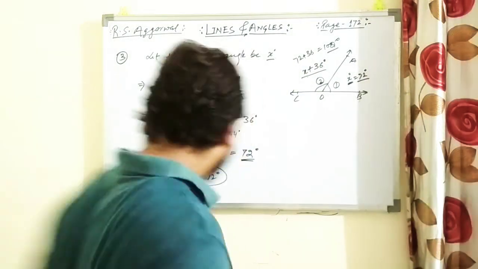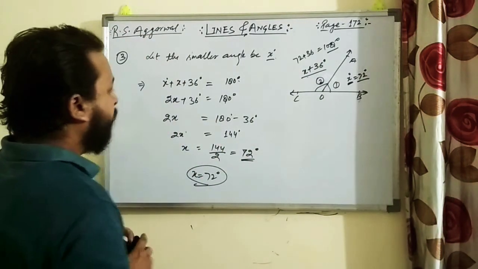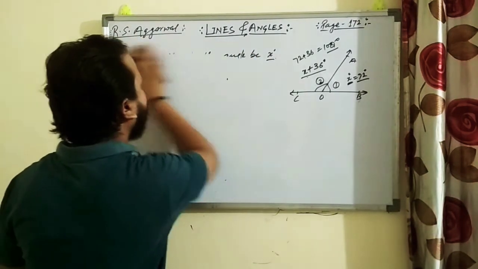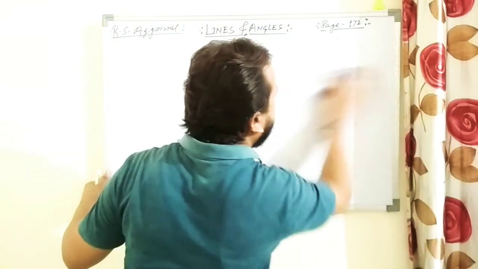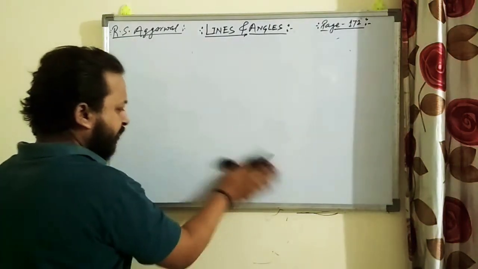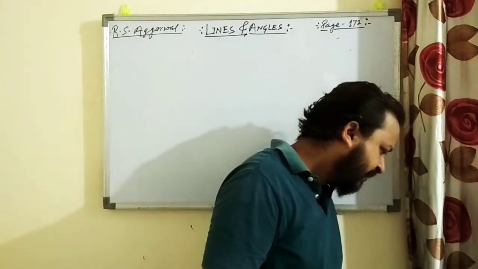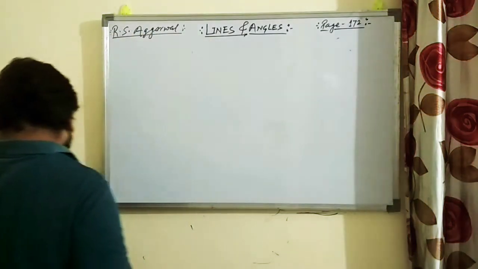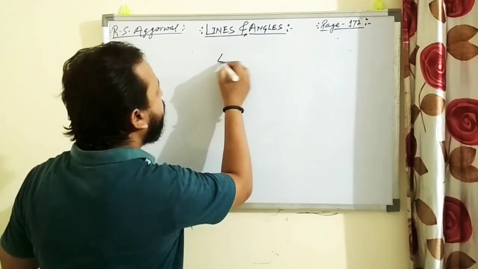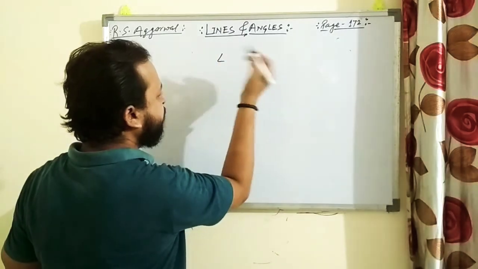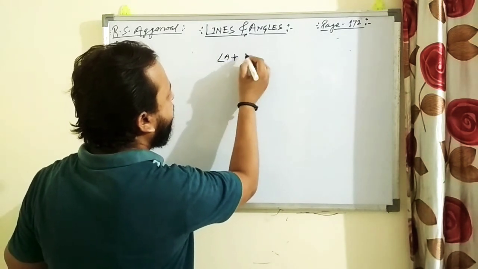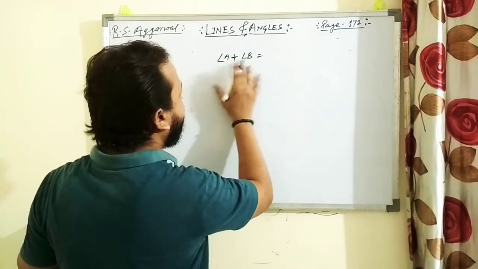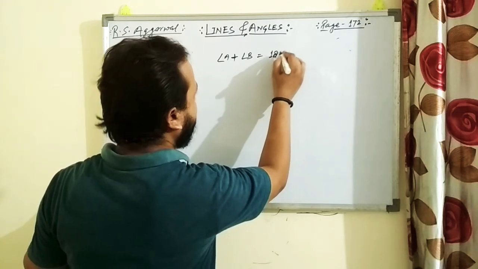Now come to question number 4. Question number 4 is saying, find the angle which is equal to its supplement, right? So in the starting, what I have written is that if any angles are supplementary angles, it means the sum of both the angles must be equal to what? 180 degrees, right?